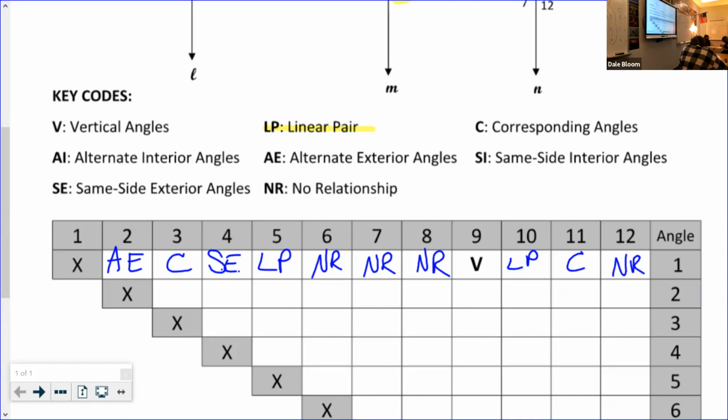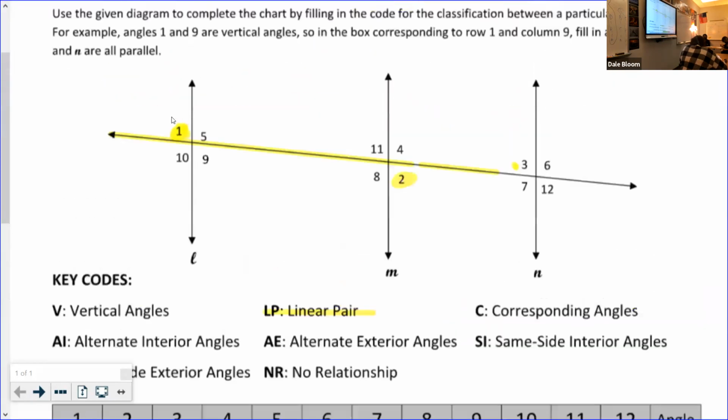Yes, ma'am. Say again. 2 and 12, I don't know. Let's take a look. 2 and 12, yes, they are. Good job.